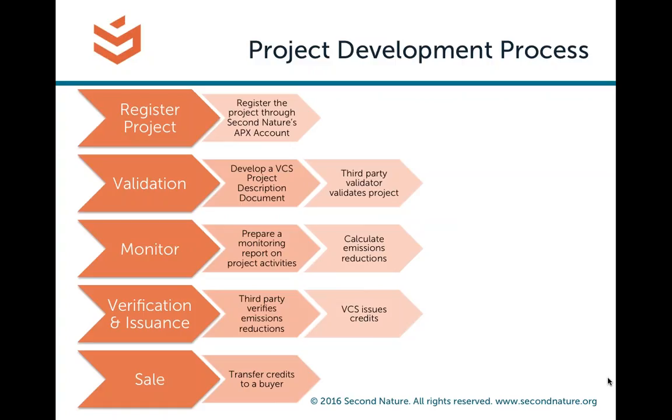So just for a very brief overview of the steps involved in developing this type of project. First of all, you would register the project on a carbon registry. Second Nature maintains an account on a carbon registry for VCS, the Verified Carbon Standard, which is the largest standard on the voluntary carbon market. Then you would have the project third-party validated to make sure it fulfills all the requirements of this methodology. Once the project is validated, you would monitor carbon reductions and then have those reductions verified, and that's again by a third party. And then finally, once you have certified emissions reductions, you can sell those credits to a buyer. So that's a very brief overview, and SCS and Ball State will be talking in a bit more detail about some of these steps.